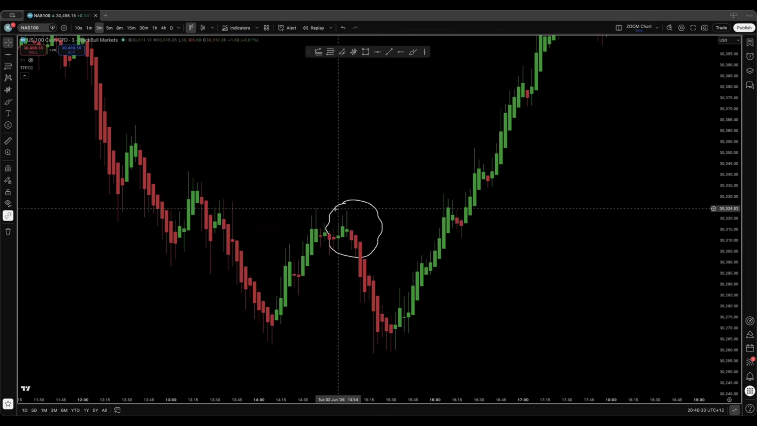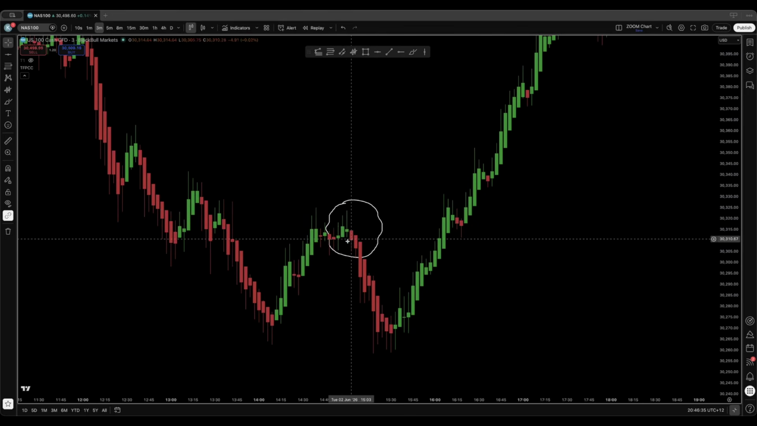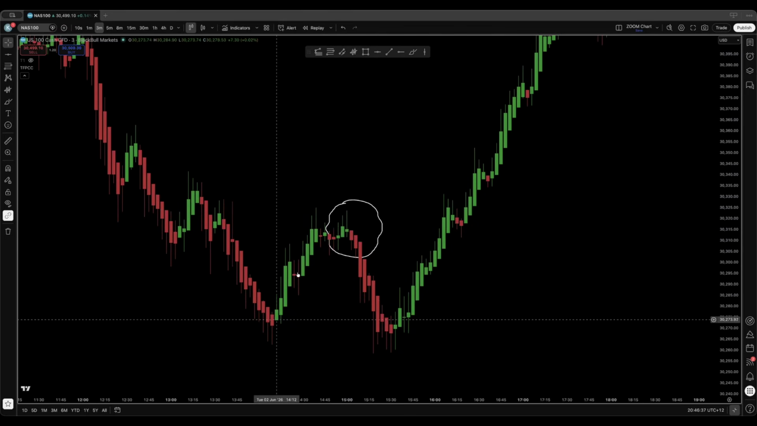But this pattern is amazing. So I use that a lot. We can see here's another one down here. It didn't start off perfectly.